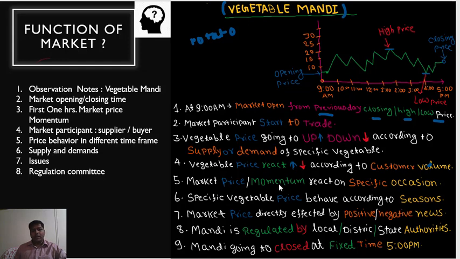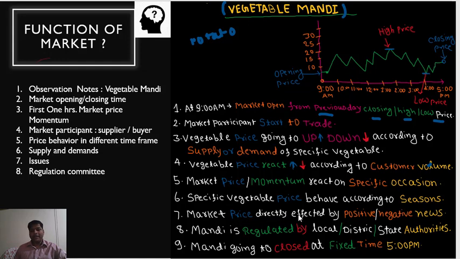Market price or momentum reacts on a specific occasion, like a festival, like Durga Puja, Deepavali, or sometimes Eid or Christmas. For particular products, the price goes up. And a specific vegetable's price behaves according to season, like strawberry and mango, which are seasonal fruits. If they come too early at the start of the season, the price is high. And when the season is going to close or end, the price goes from low to high.